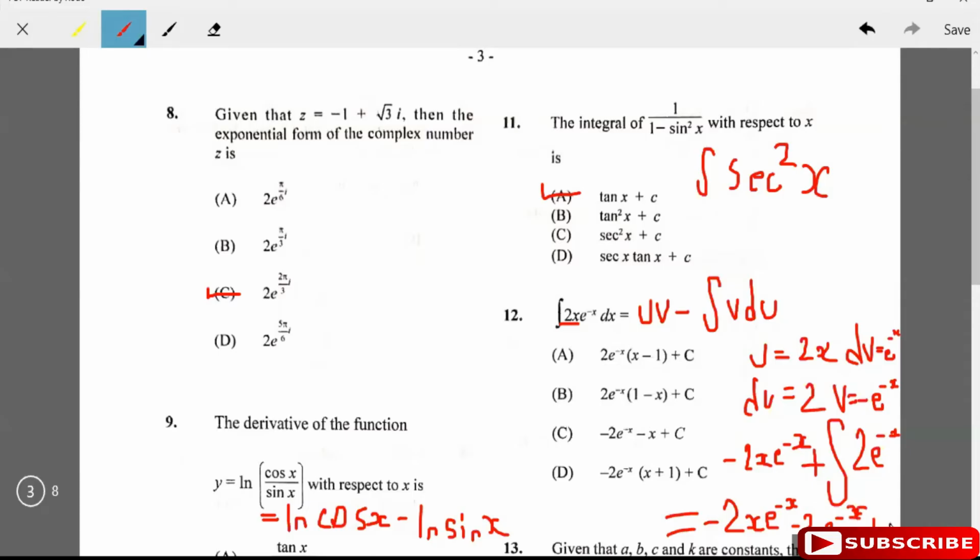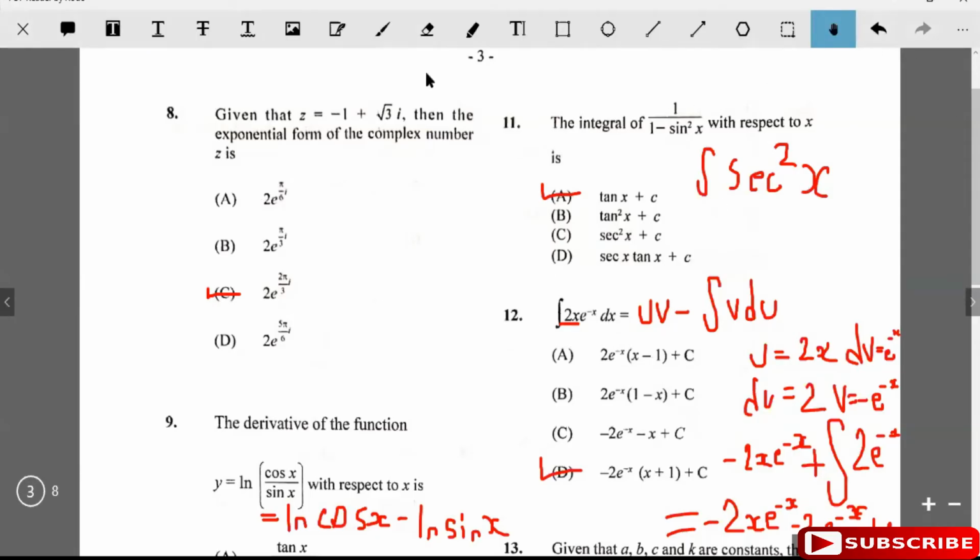Now look at the options. What you're going to have to do is factor out minus 2e to the minus x, and we're left with x plus 1 in the bracket. So that is clearly option D. That's option D.